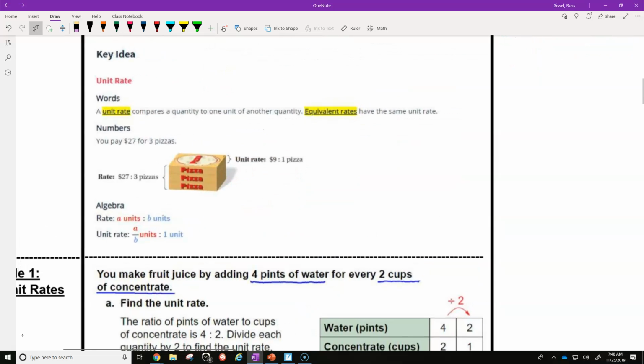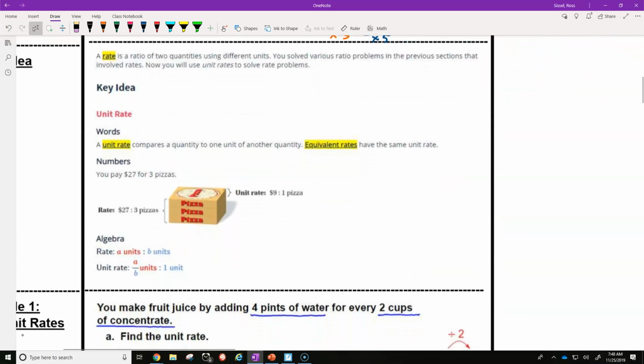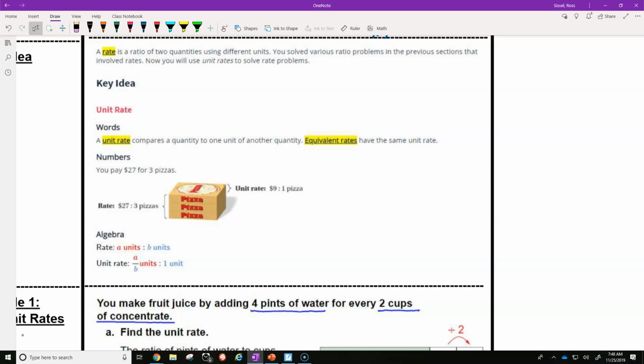Alright, key idea. A rate is a ratio of two quantities using different units. So when I say we're going to talk about a rate, I'm talking about two quantities using different units. You solved various ratio problems in previous sections that involved rates. Now you'll use unit rates to solve rate problems. All that means is we've been using ratios and rates all this time. You guys have been learning the math behind it. Now we're going to learn how to apply it.